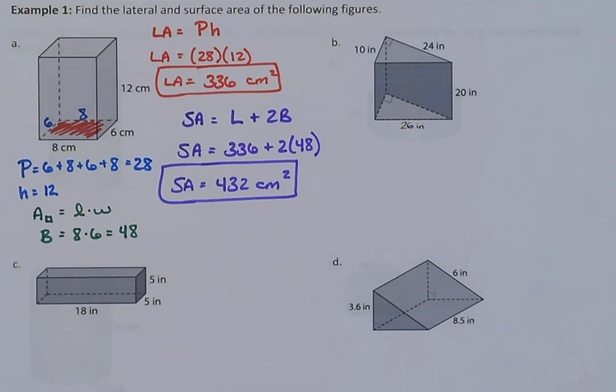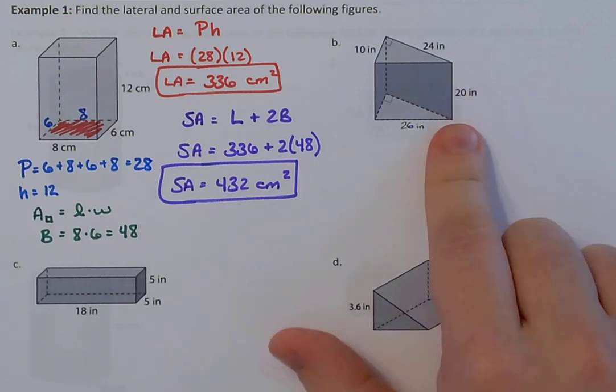All right, so from there, parts B, C, and D are just more examples of finding lateral and surface area of prisms. Each of them has a little bit different reason, and I do want to run through at least a triangular prism for our purposes today.